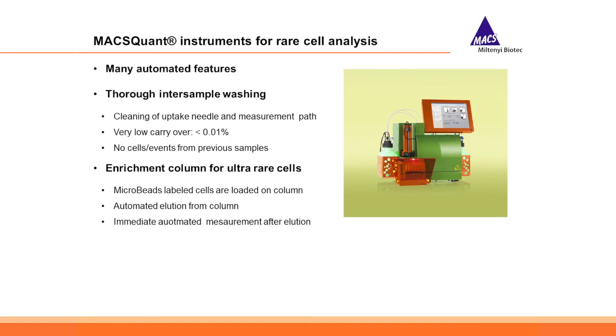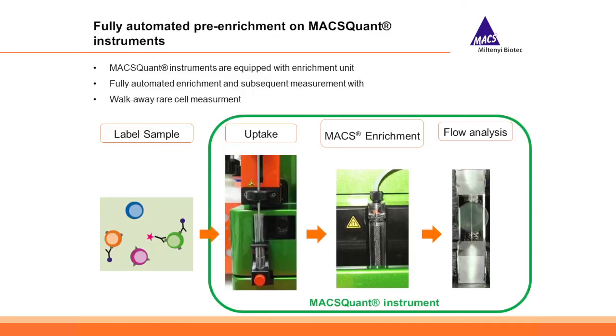They can be loaded onto the column. The convenient thing is that after the enrichment, the instrument will automatically elute the cells from the column and automatically perform the flow cytometric measurement of the cells after the enrichment. So the workflow has become much, much easier. You label your sample, then you give it to the MACSQuant. The MACSQuant will automatically take it up, automatically enrich it, and automatically analyze it in the flow cell, the actual flow cytometer part of the instrument.